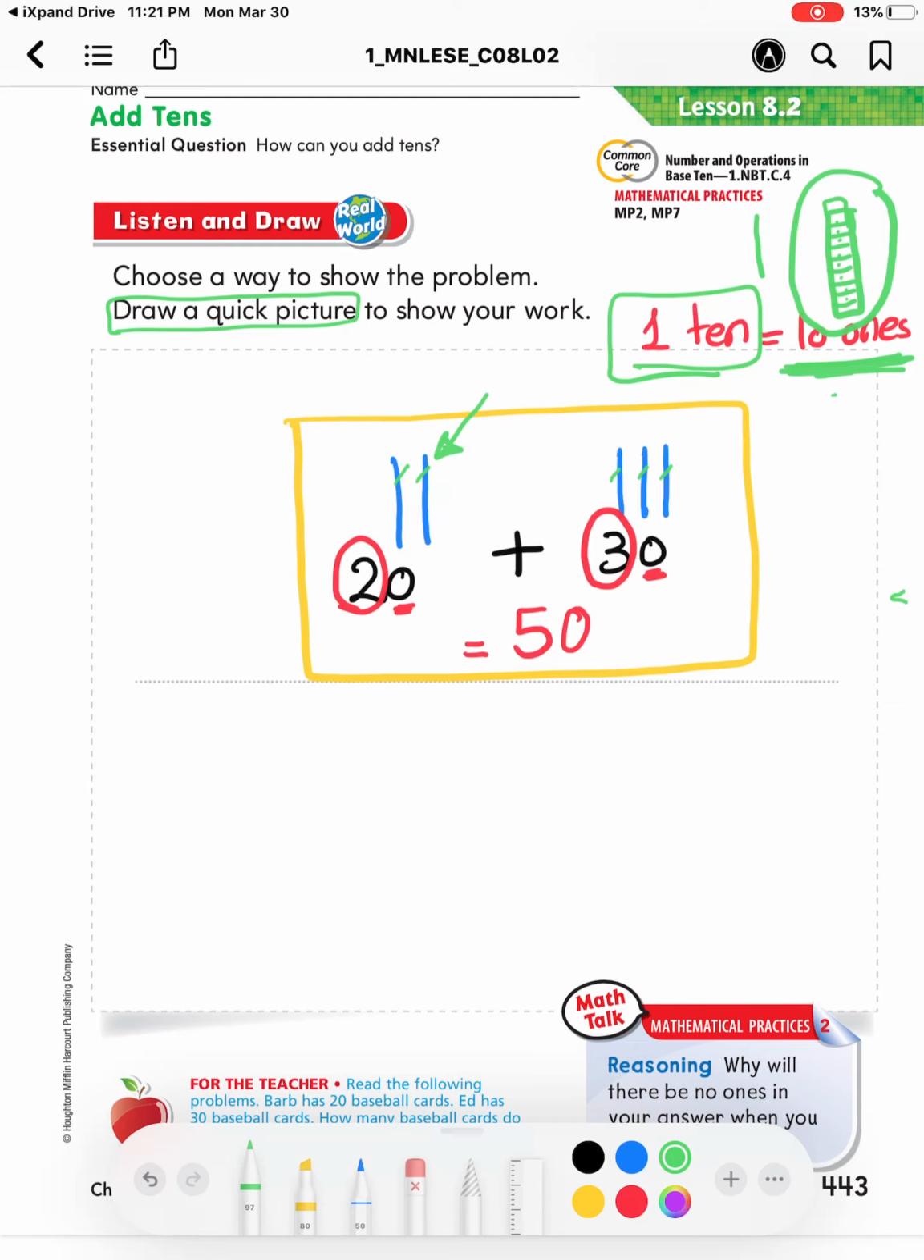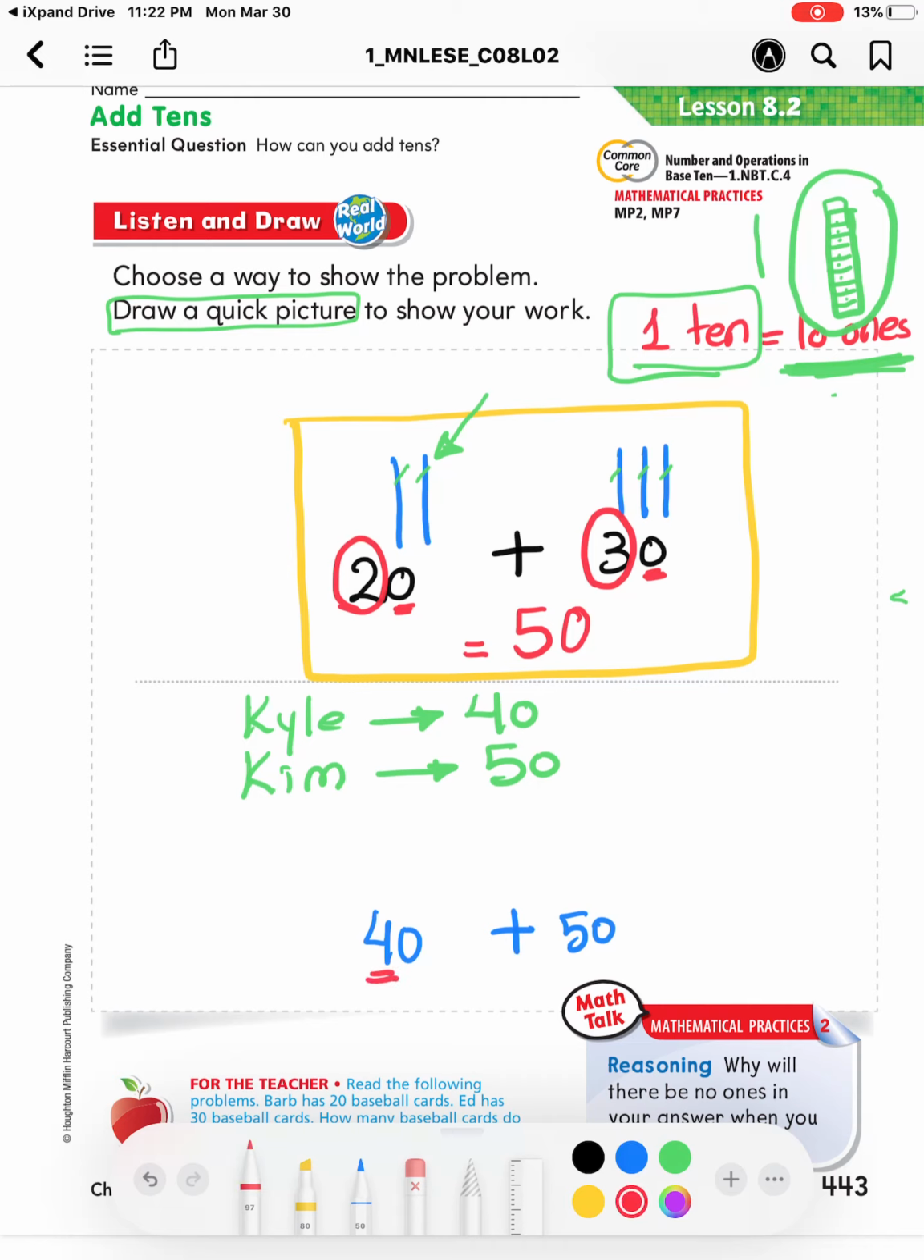Now, we are going to complete the problem. It says Kylie has 40 baseball cards and Kim has 50 baseball cards. How many baseball cards? Now, let's draw it together. Here we have the 40 and the 50. We need to know how many baseball cards they have. So we are going to add.